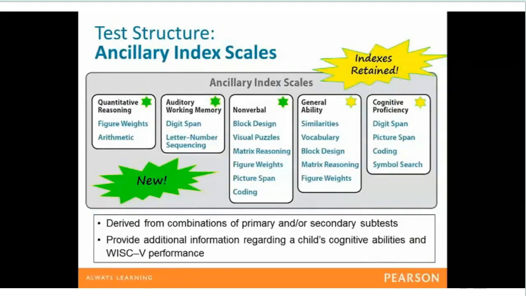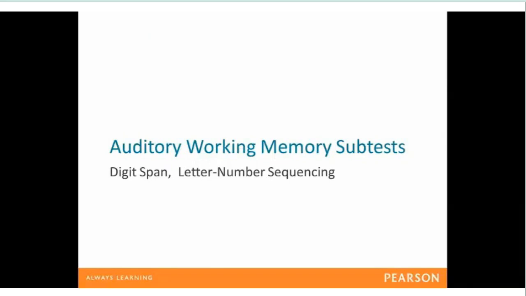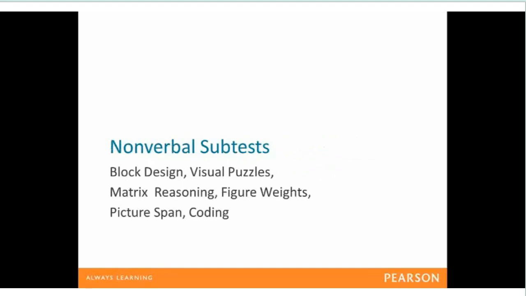And we also have the ancillary index scores, which include your quantitative reasoning index, figure weights and arithmetic, auditory working memory index, which is digit span and letter number sequencing, your nonverbal index, which is made up of these subtests that you see here, all of which do not require the child to speak at all and are quite culturally neutral. Block design, for example, doesn't change in any country it goes to. It's always the same. So these nonverbal subtests make up a nonverbal index.